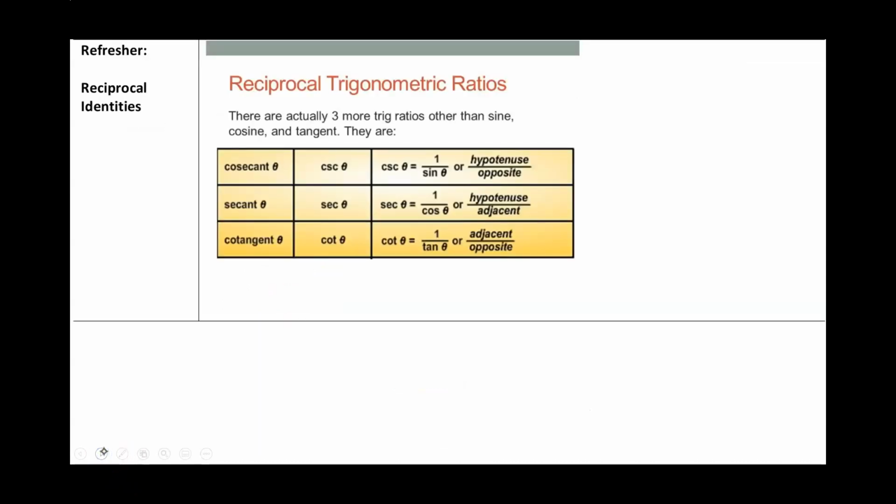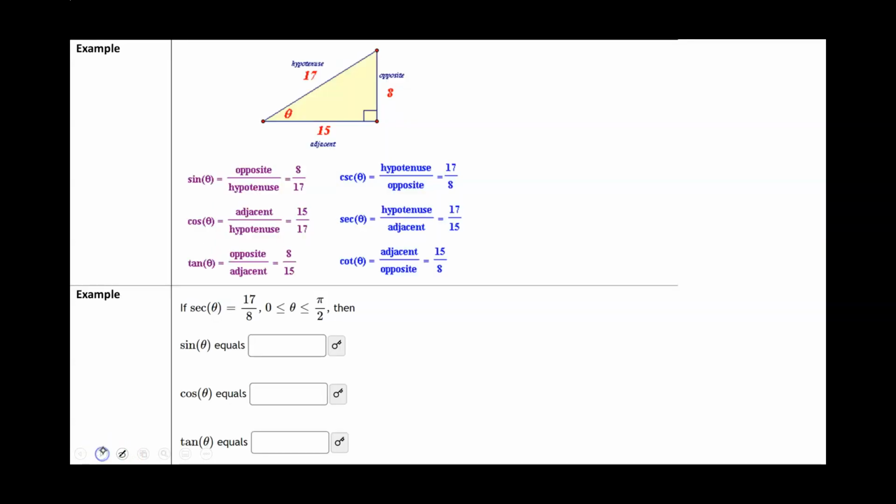Cosecant is a reciprocal of sine. Secant is a reciprocal of cosine. Cotangent is a reciprocal of tangent. So here's an example. If you have angle theta here, then sine is going to be opposite over hypotenuse, cosine is adjacent over hypotenuse, tangent is opposite over adjacent, that's 8 over 17, 15 over 17, 8 over 15, and then we have the reciprocals.